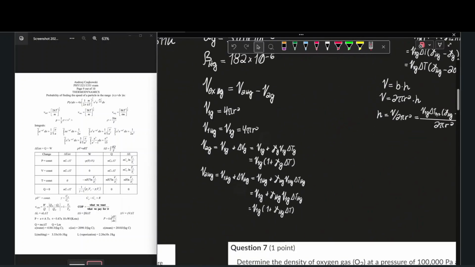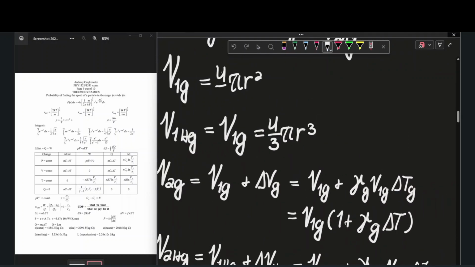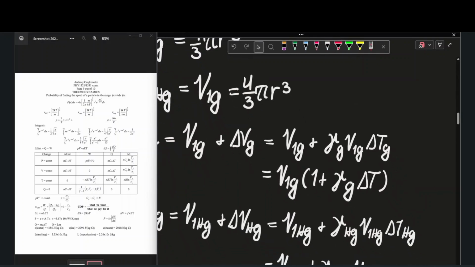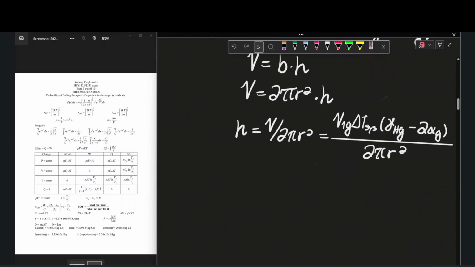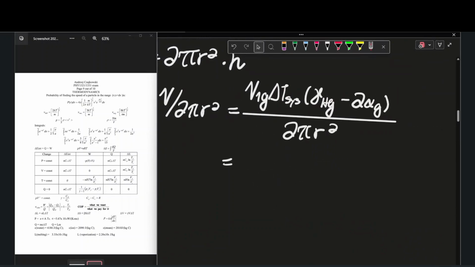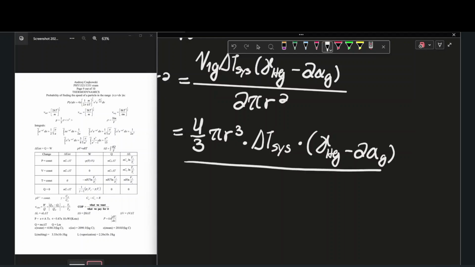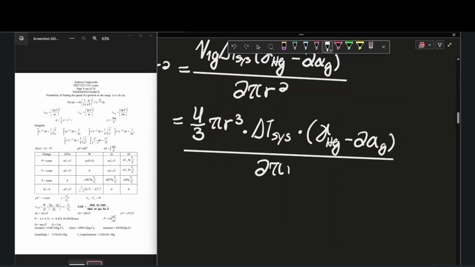Quick correction, the volume is not 4 pi r cubed squared, it's 4 over 3 pi r cubed, which makes a lot more sense, because it's three-dimensional, right? But everything else should still stand. So if you want to plug back in what V1 of glass is for a more finalized equation, we get that 4 over 3 times pi r cubed times the change in temperature of the system, and then times, of course, the gamma of mercury minus 2 alpha of glass, and of course all over 2 pi r squared.